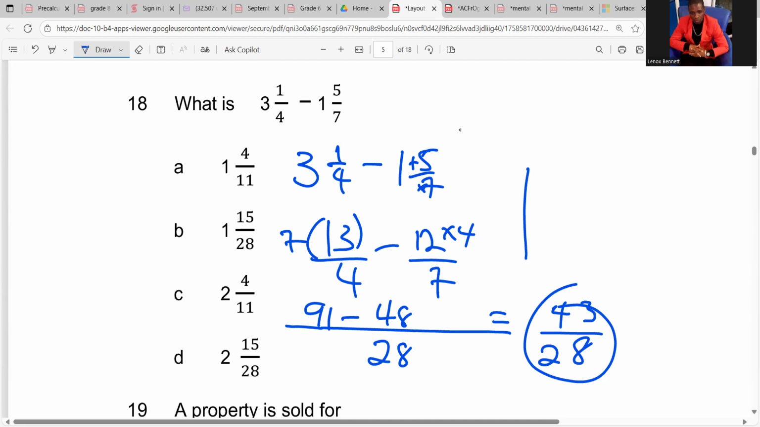1, 2 carry to 30, and that's 15/28. So that would be B. So that one would be B. Let's move on to the next one.